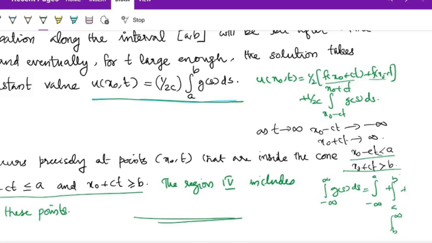So this is about the nature of the solution at a fixed point (x naught, t naught), and also for any closed interval [a, b], the solution at any point x naught is in this form: 1 by 2c integral from a to b of g of s ds. Okay, let's stop here. Thank you all.